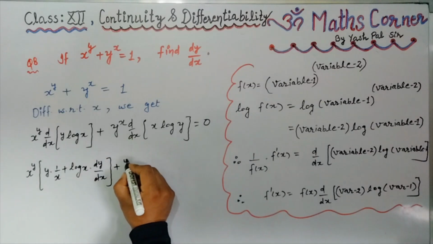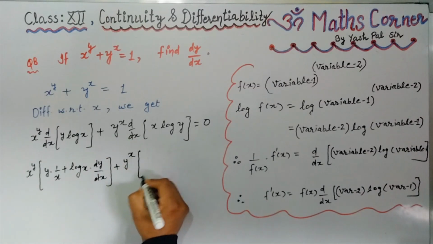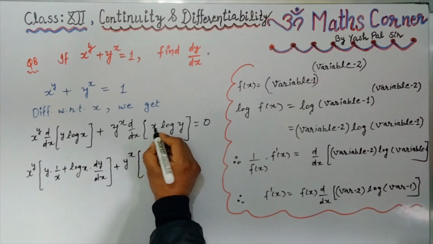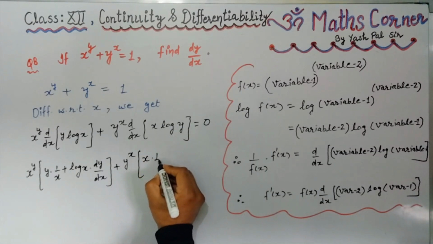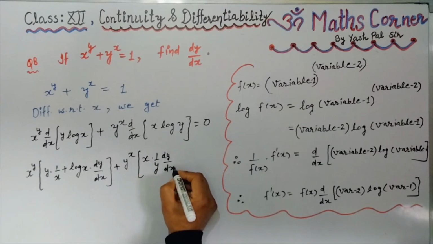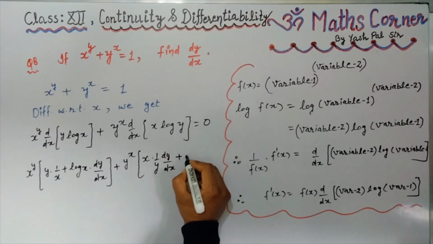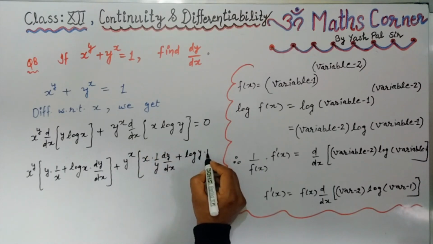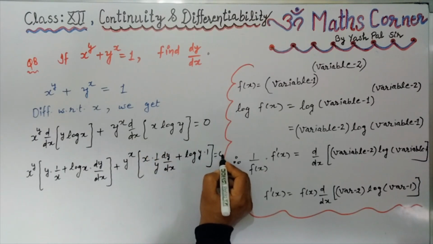Second part, y raised to power x. First function as it is, second function, log y derivative is 1 upon y into dy upon dx, plus log of y into x derivative, which is 1. Right hand side is 0.